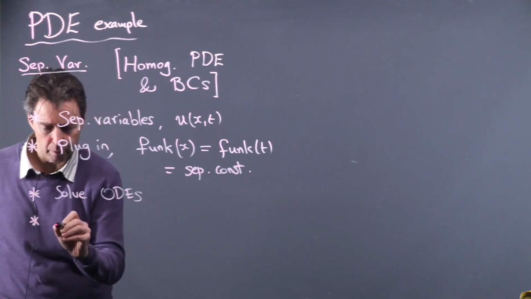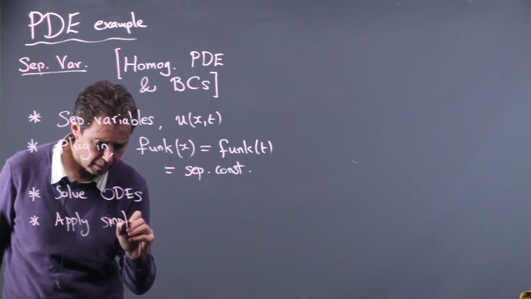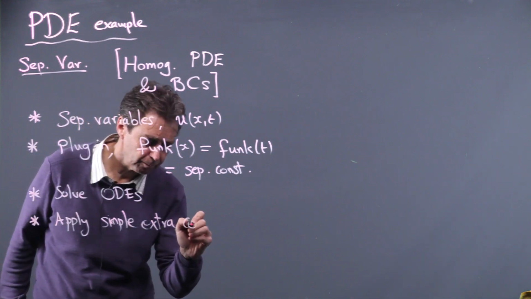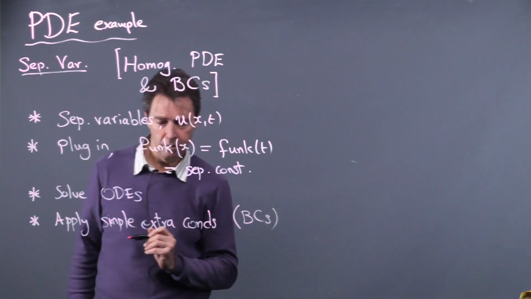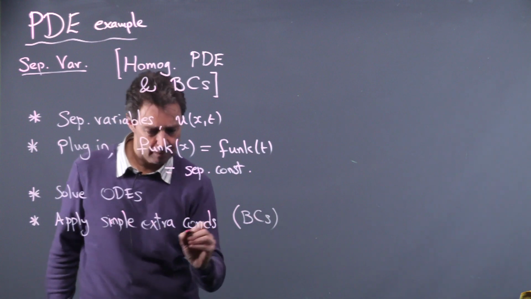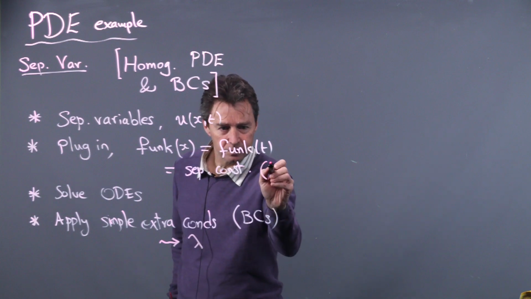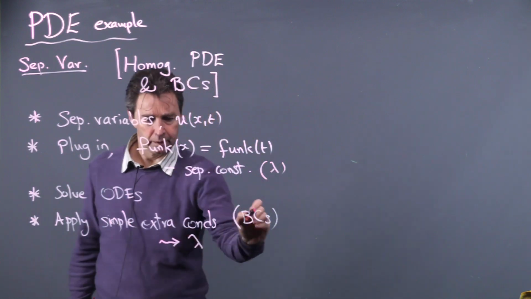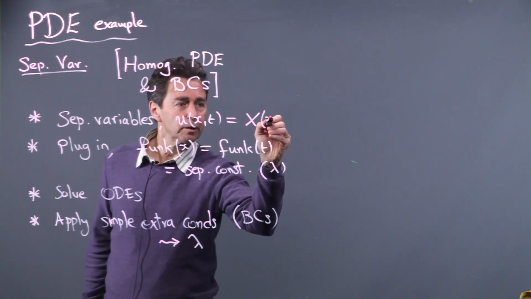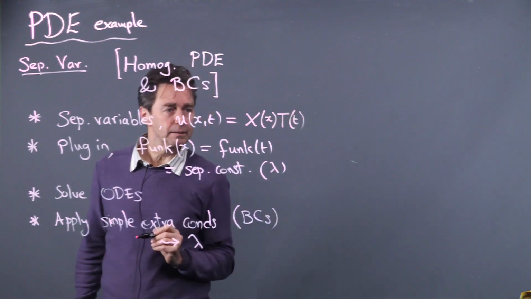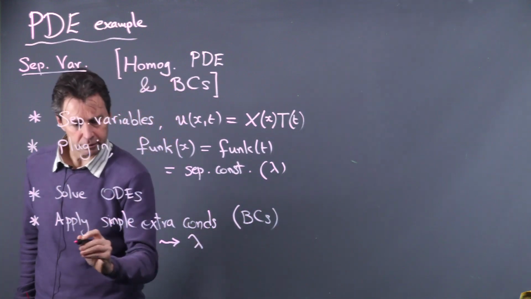After that, I apply the simple extra conditions, and usually these are the boundary conditions, or the relatively simple boundary conditions, and from that you find what the separation constant is, which we'll call lambda. So applying the extra conditions will constrain the functions here. When I separate, I, for example, put big X of x, big T of t. I constrain these and I find the lambdas when I apply the simple extra conditions.